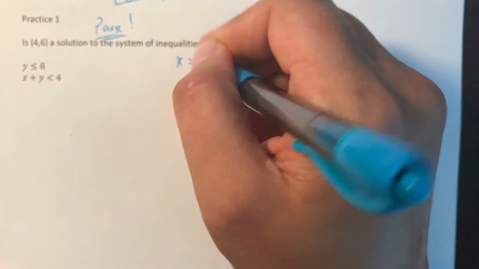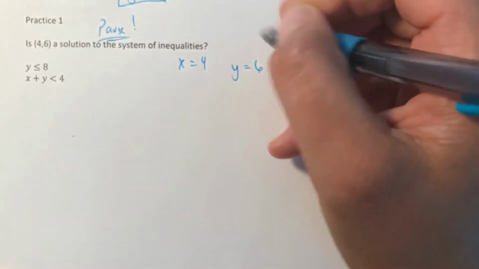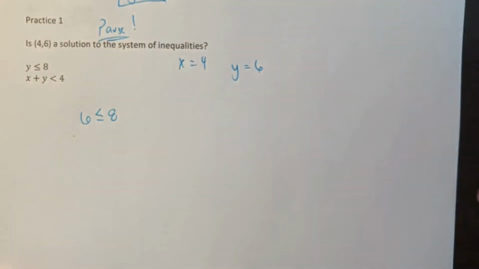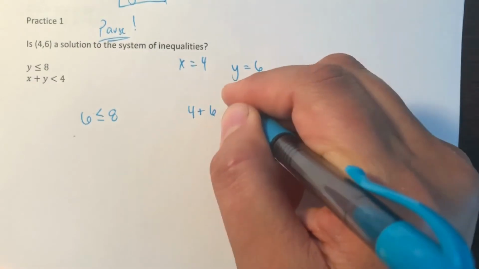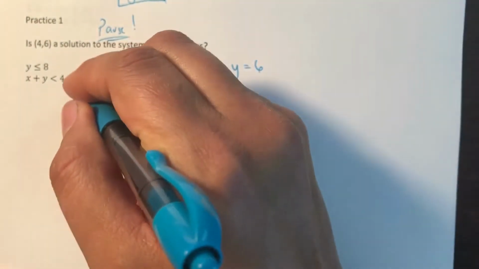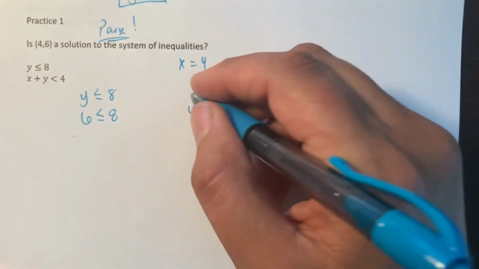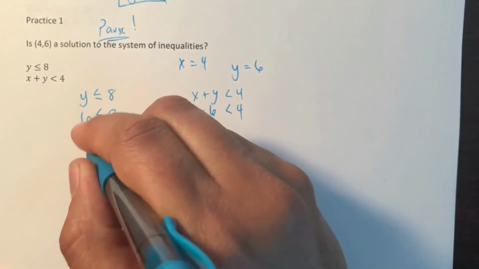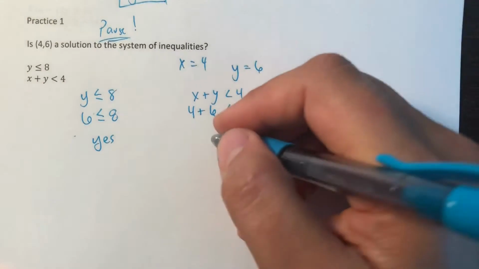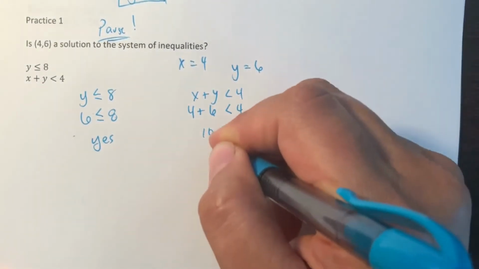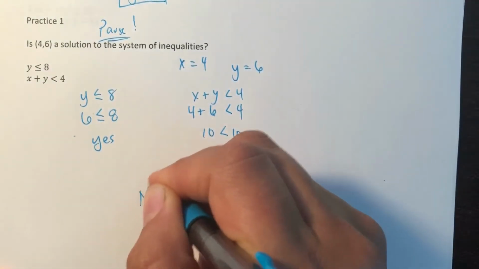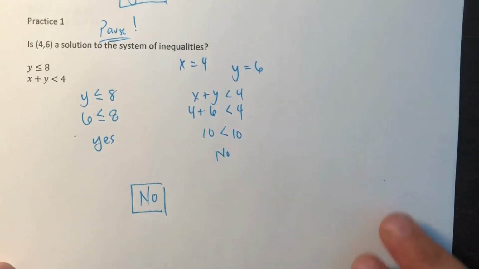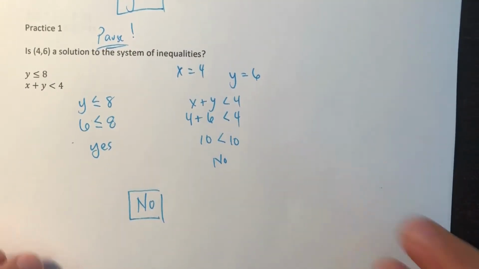So x is 4, and y is 6. Is 6 less than or equal to 8? And is 4 plus 6 less than 4? These are the original equations. 6 is less than or equal to 8. 10 is not less than 4. So this would not work. That would be no, (4, 6) is not a solution to those two equations.